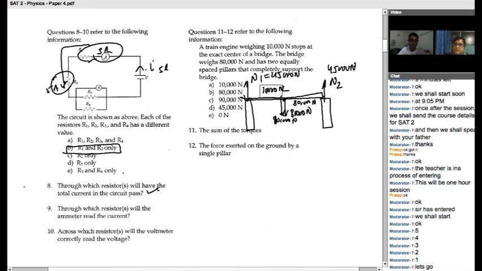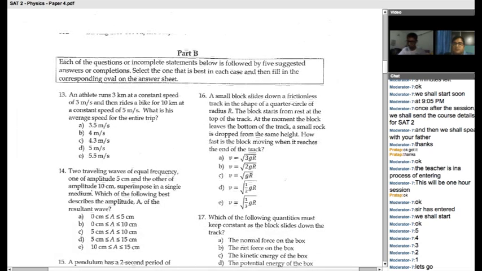Once you get this, if you have to find the net torque, the sum of the torque will be 0, because this is not rotating anywhere. I actually got 90,000, but I was thinking like that. And the force exerted on the ground by the single pillar is 45,000 Newton. Can you do this question?